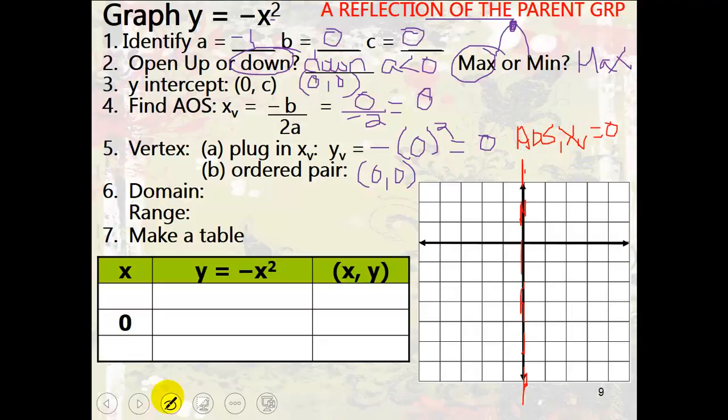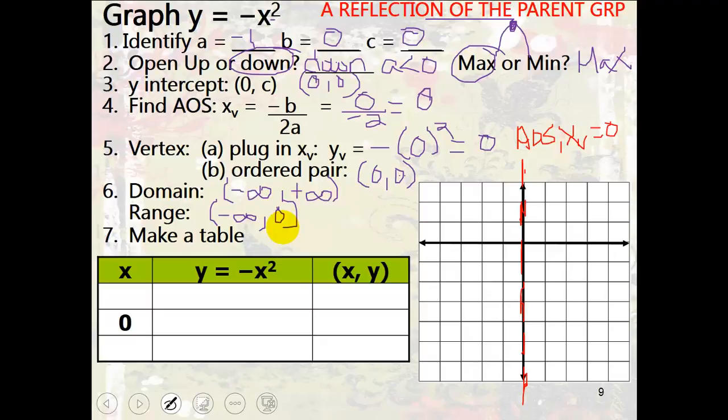Okay, now I'm going to state my domain, negative infinity to positive infinity. My range depends on the direction and the y-coordinate of the vertex. Because my vertex is a maximum, that means my smallest values are going to go to negative infinity, and my y-coordinate is going to be my largest value.